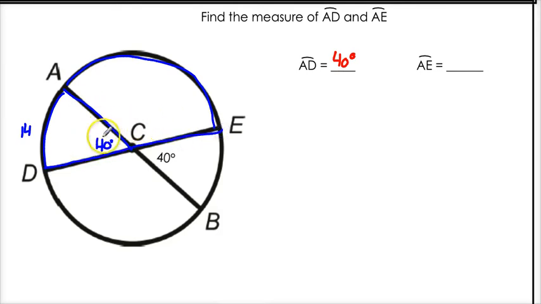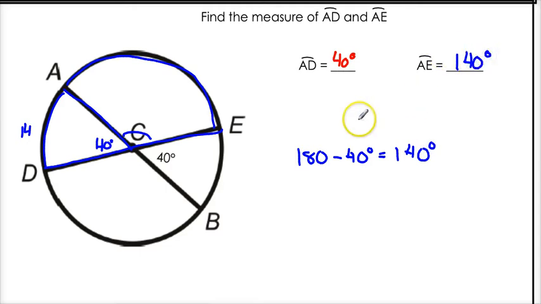Since, once again, this is a straight line, we know that this has to be 180 degrees. So to find out what this angle is now, all I have to do is 180 minus 40 again, and that gives me 140 degrees. And that's a big tip I can give to you. If you ever see a straight line, the angles are going to have to add up to 180. That's going to be really helpful.